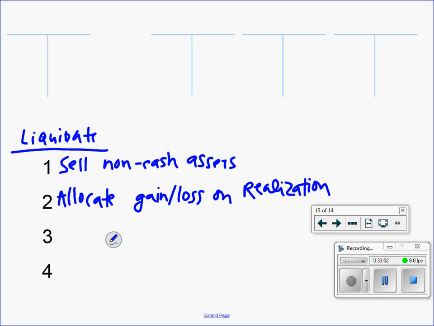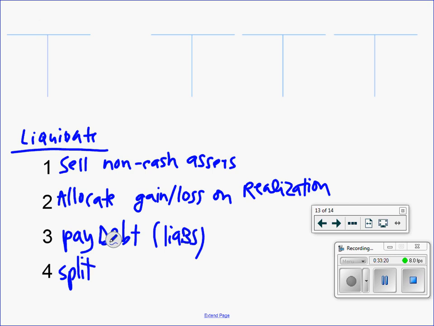What's the 4th step? Then what do we pay? We pay our debt or any liabilities. And then we split any money remaining. Split money to partners. There is a 5th one in there, and we'll get to that in a minute. So those are the 4 biggies.